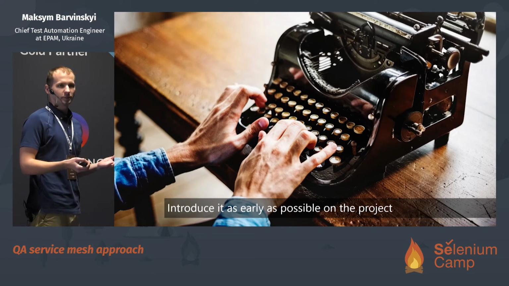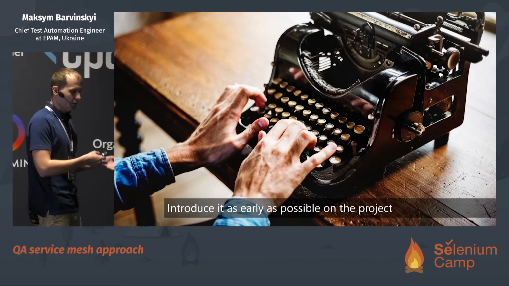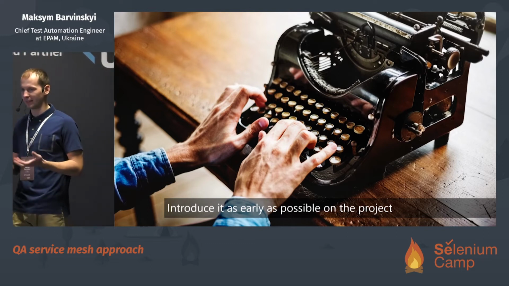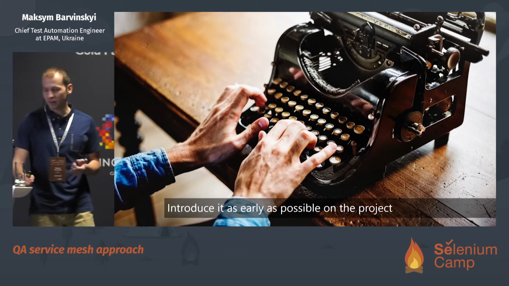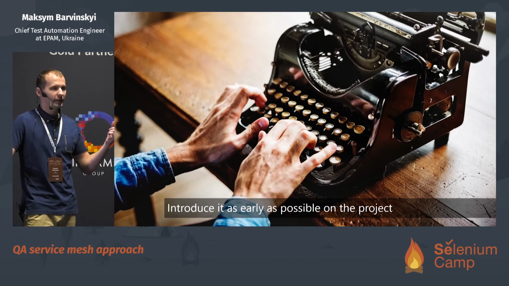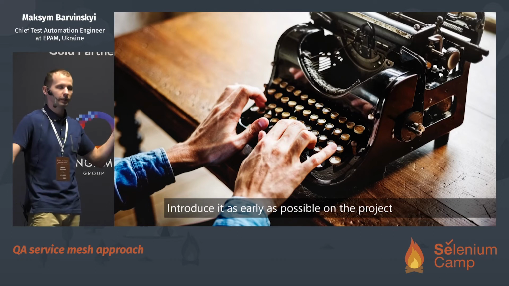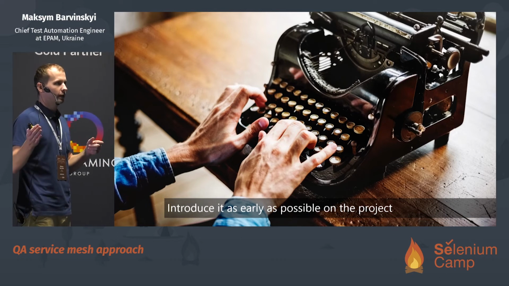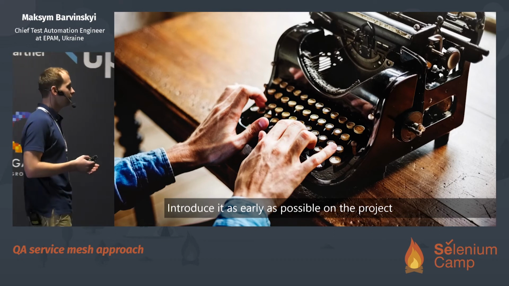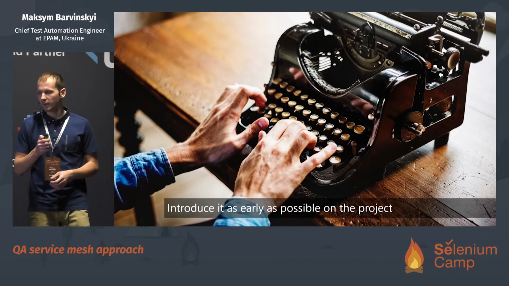Introduce it as early as possible on the project, because moving to something is more expensive than making it that way from the start. For example, if you feel like you need to create at least one of those artifacts I talked about before, just name it QA web service from the start. Even when you don't see the further APIs you're going to add, they may come later. So just make it general from the start.